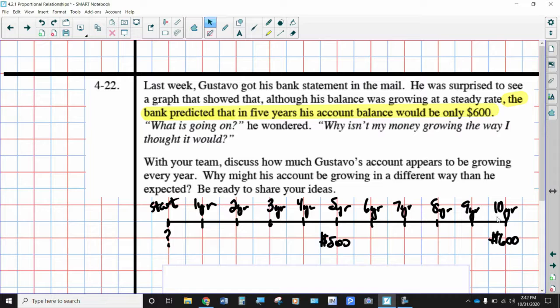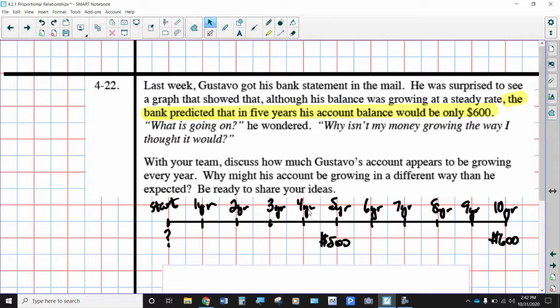So let's take a look at this number line. Might be a good idea for you to write this number line into your journal and take a look and see how it's growing. Grandmother put money at the start. We don't know how much she put in.